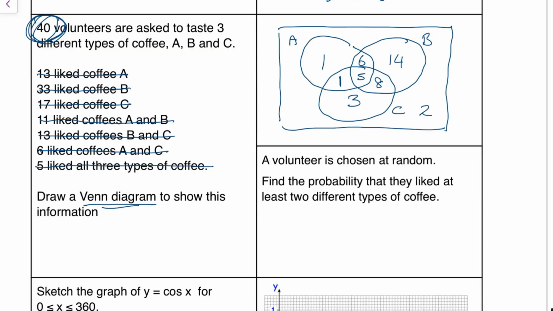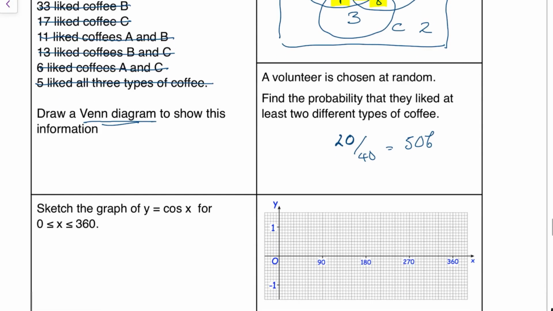A volunteer is chosen at random. Find the probability they liked at least 2 different types of coffee. In other words, they're in this butterfly shape in the middle. So it's going to be either the 6, the 5, and the 1. Add those together: 6 and 1 and 5 gives me 12, plus 8 is 20. And there are 40 people overall. So actually, just by complete chance, that gives me exactly 50%, or a half, or any equivalent. Good question, though. I like that question.